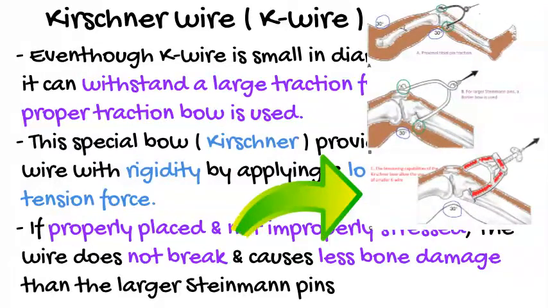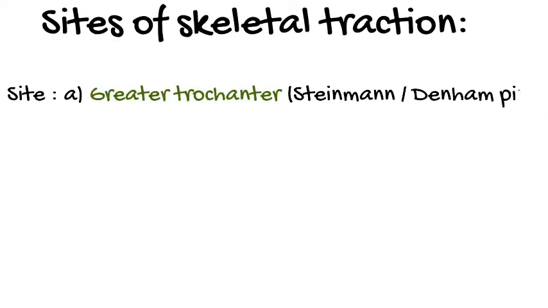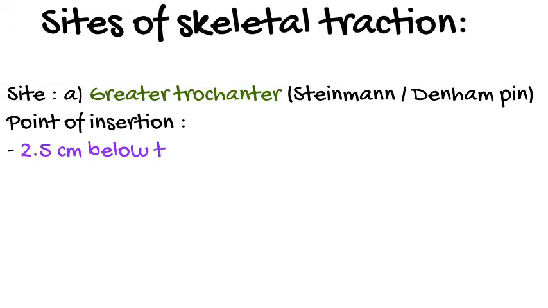For C, as illustrated, the tensioning capabilities of the Kirschner bow allow the usage of a smaller K-wire. Okay, you guys understood the illustration? Now next, we are nearing the finishing line. Lastly, I am covering examples of sites of skeletal traction.